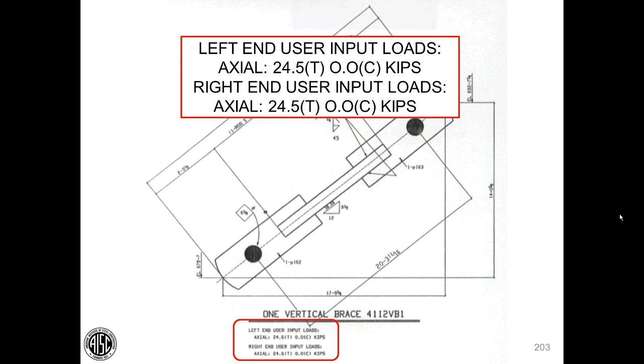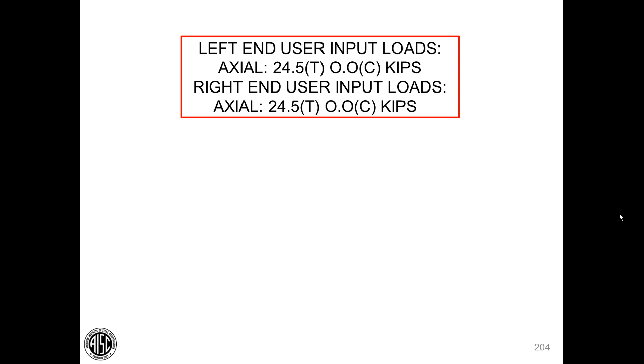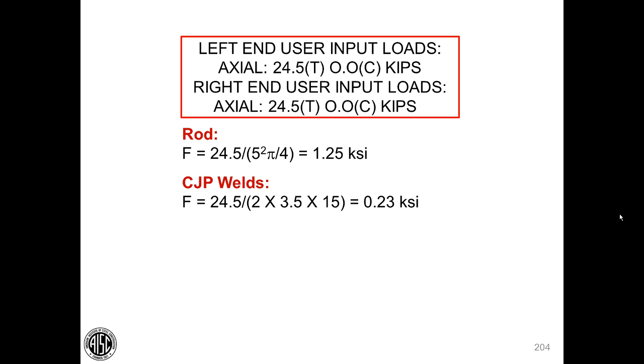24.5 kips. If we divide that by the area of the rod, we find there are only 1.25 KSI on the rod. When we take that same 24.5 kips and distribute it along the CJP groove welds, we find the loads on the welds are 0.23 KSI. Isn't that interesting? How did that happen? Maybe somebody didn't want to determine the weld size for the application and specified CJP.